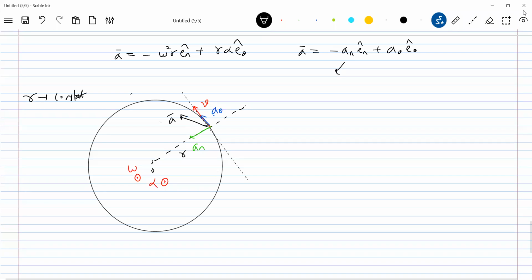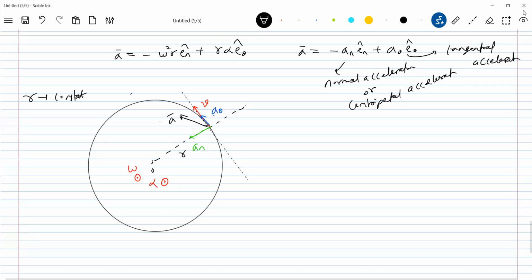So this AN will be given a specific name. What is the specific name? I can call this the normal or radial acceleration, or centripetal acceleration. What about A theta? A theta is called the tangential acceleration. What is the total magnitude? The magnitude is given by the square root of AN square plus A theta square. This is the mathematics brought in here.